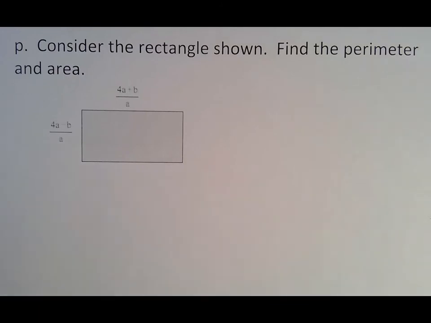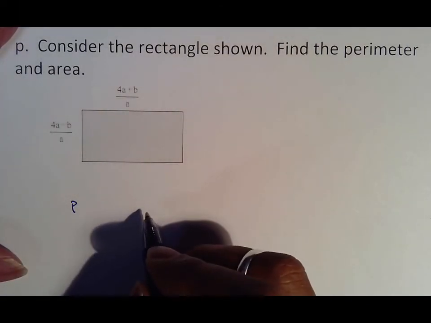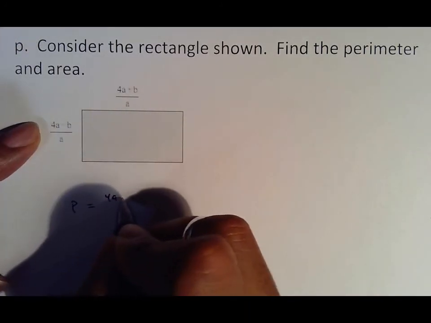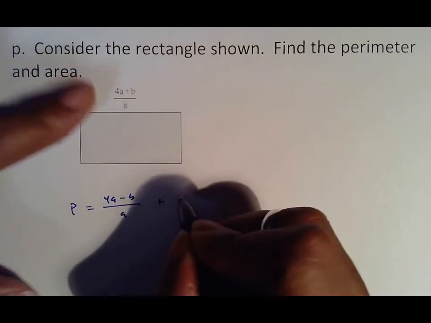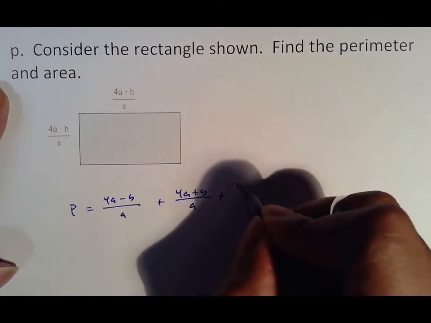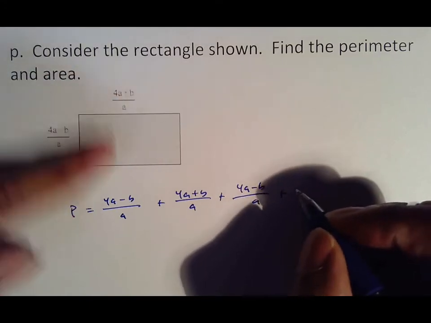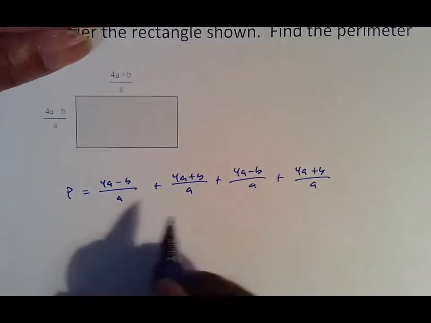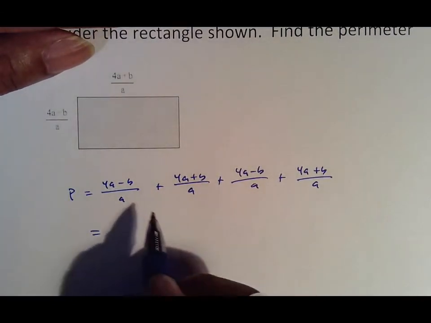So again, what I did last lesson was area, making sure you know area, but this is going to be perimeter, which means they want the perimeter and area. So for perimeter, I believe you would put 2L plus 2W, but I'm going to just keep it simple. I'm going to do 4A minus B over A, plus 4A plus B over A, plus that's going to be the same, plus, and then just keep it simple. The bottom's going to be the same, and that way I can put it all together because all these have the common denominator of A, which means that I just simply add the top.